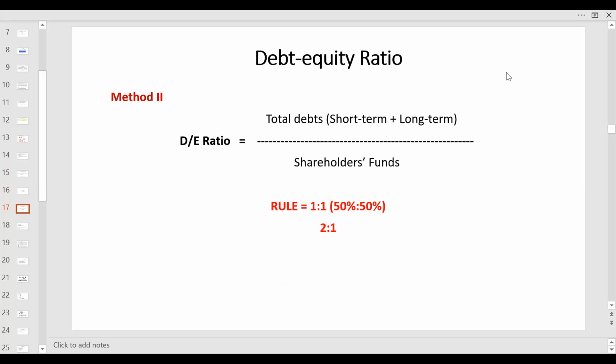The second method is when you are taking total debt. In total debt you are going to take short-term as well as long-term debt. You will take debentures, other debt, and any short-term liability that is given, meaning whatever other current liabilities are given, you are going to take those as well, divided by shareholder fund, which we did the same way.